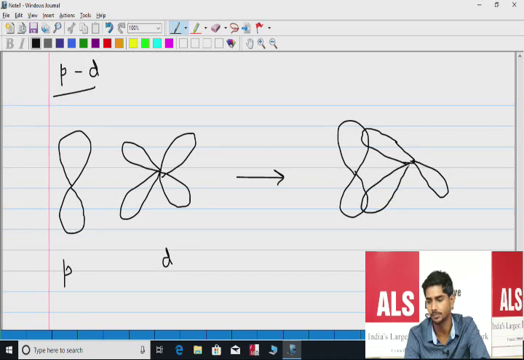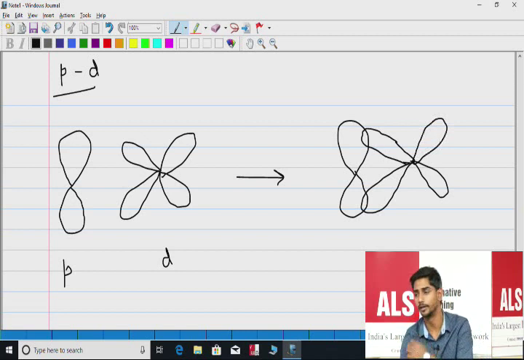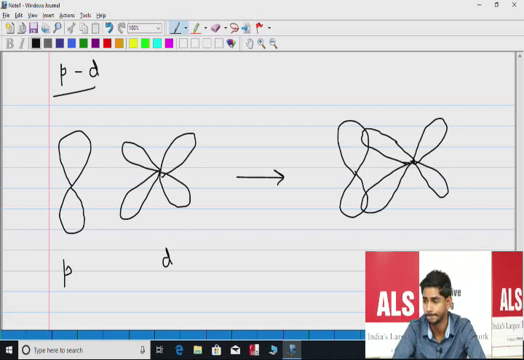Guys, these concepts are quite new to you. So if you find any difficulty or problem, please ask me. Okay? Don't hesitate in asking. See, this is a new type of pi bond. This is how we can also get the pi bond. Copy.